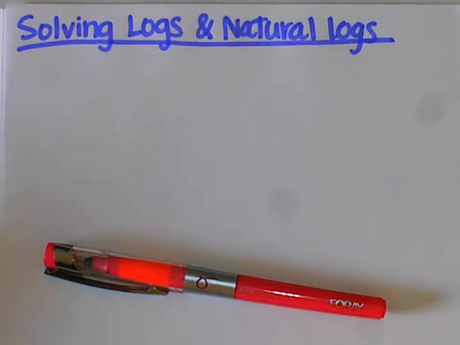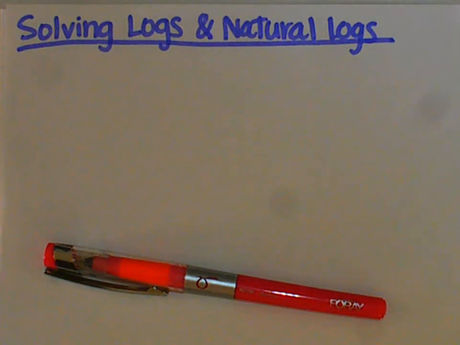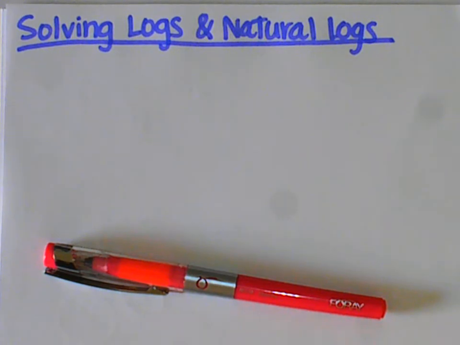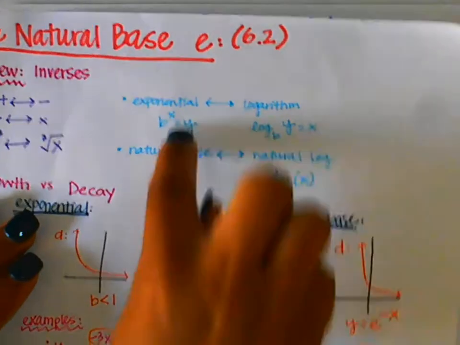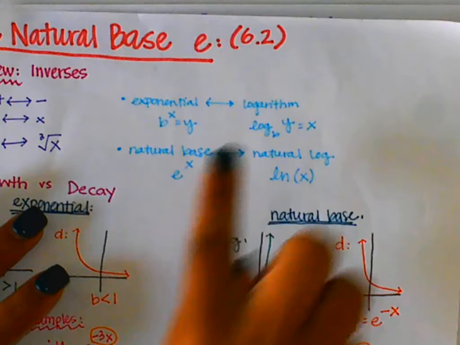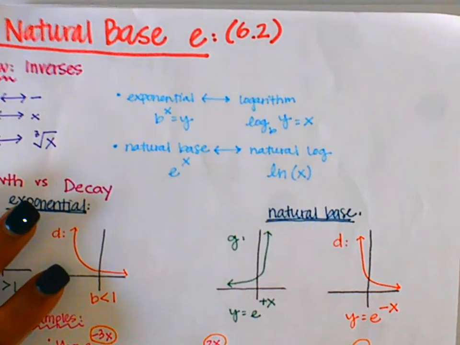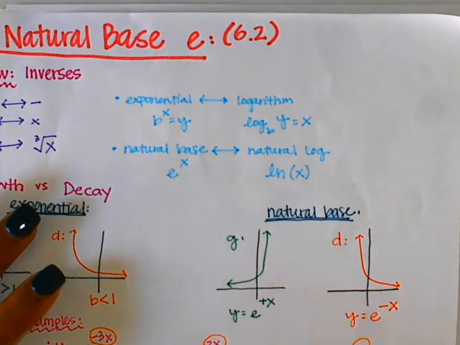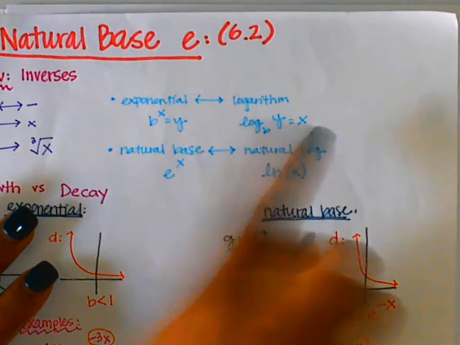All right, up to this point, we haven't been doing much math. We're just using rules and properties to try to go from one format to another. So we've done, for example, exponential to logarithm, and natural base to natural logs, and how to rewrite them from one to the next, going both ways.